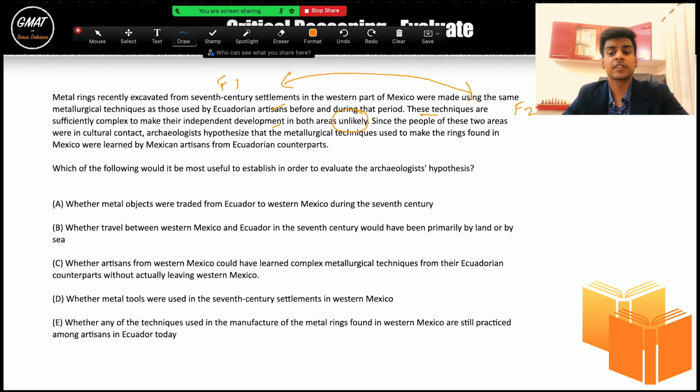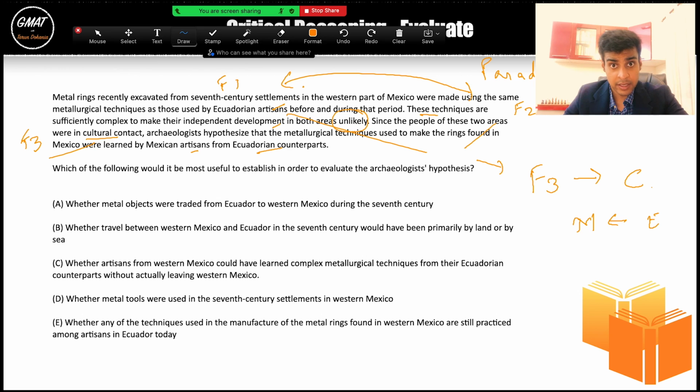That's the question. Since the people of these two areas were in cultural contact, archaeologists hypothesized that the metallurgical techniques used to make the rings found in Mexico were learned by these artisans from Ecuadorian counterparts. Now we know they were in contact, that's a fact. Very important to spot this mid-factor 3, because this mid-factor 3, when taken in conjunction with these two, is what leads us to our conclusion, which is that the Mexicans learned it from the Ecuadorians. And that's my logical bridge. Fact 1 and fact 2 create a paradox. Fact 3 gets me to the assumption that finally takes me to the conclusion.